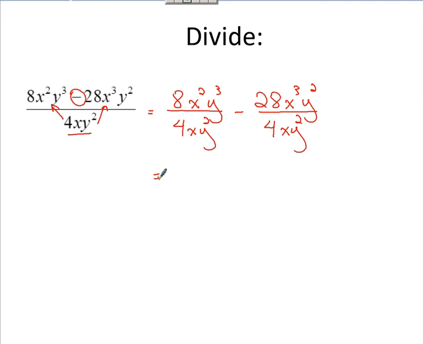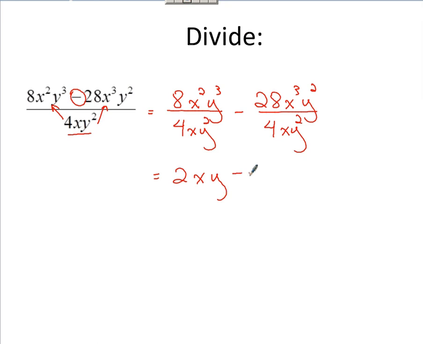So dividing out each of these fractions we set up: 8 divided by 4, 2. X to the second over x to the first, subtract those exponents, get x to the first. Y to the third over y to the second, again subtract the exponents because of the common bases, got y to the first.